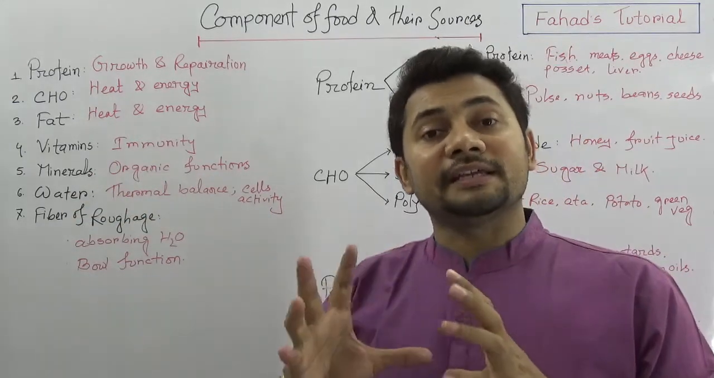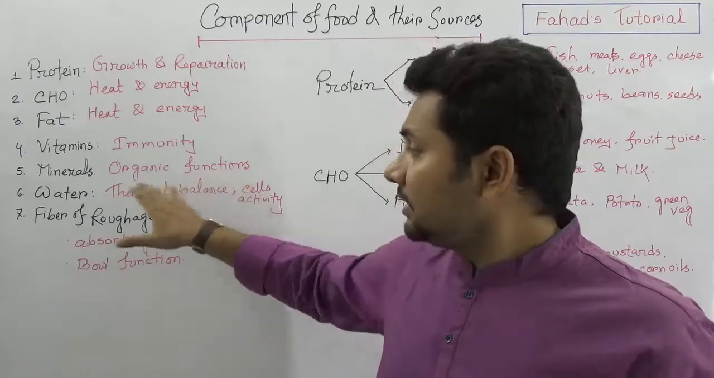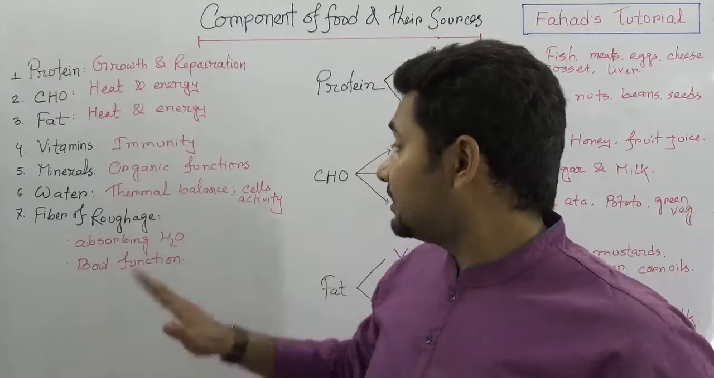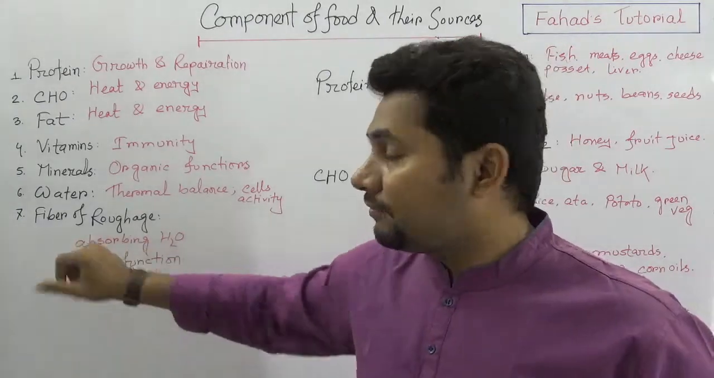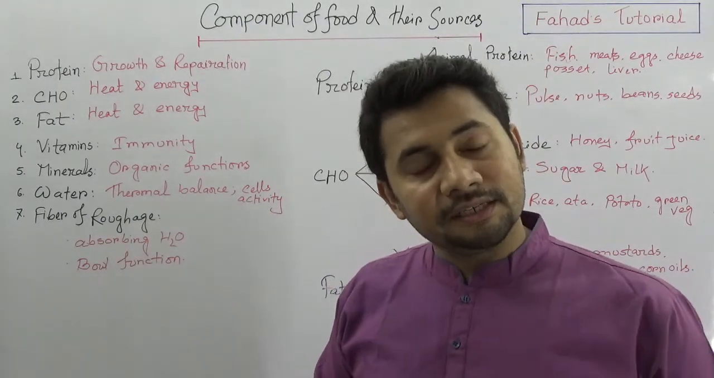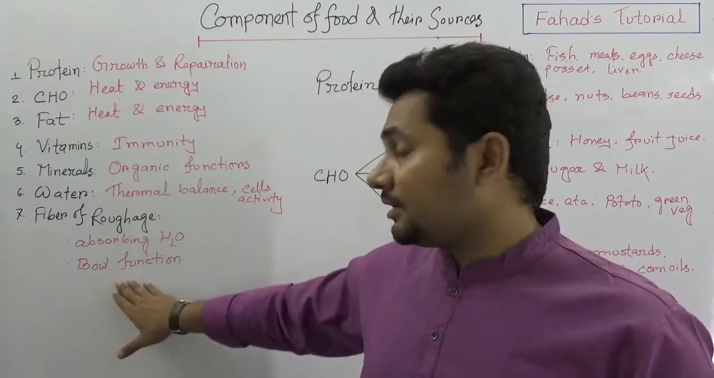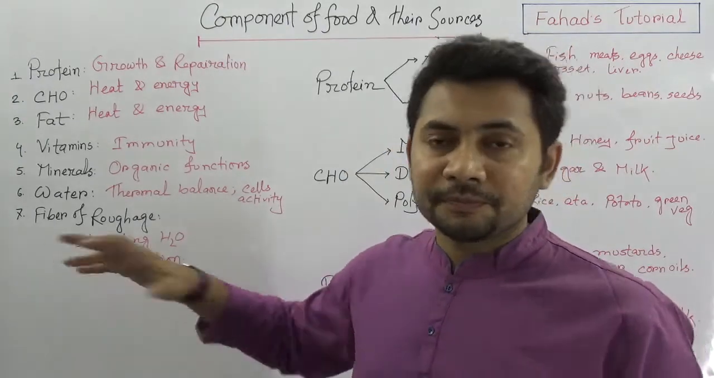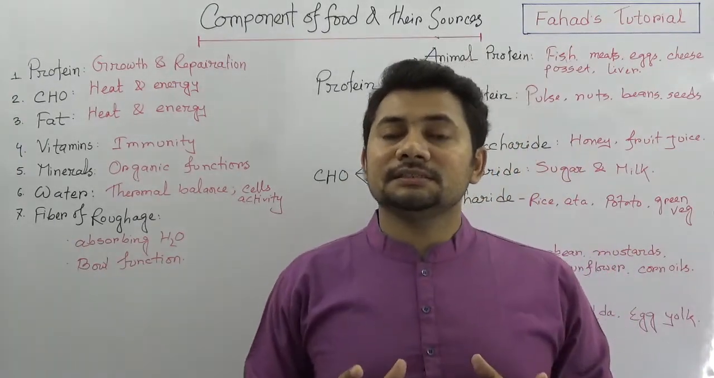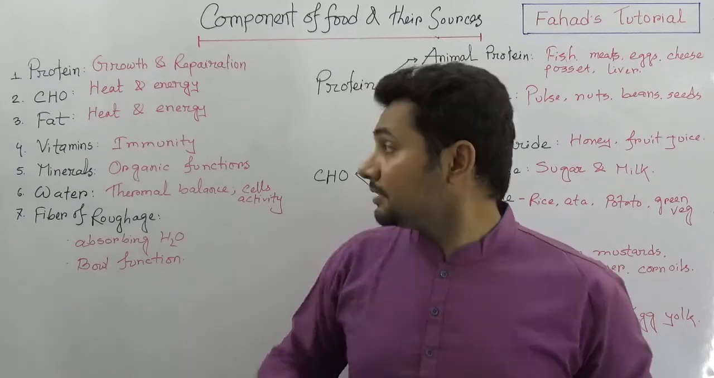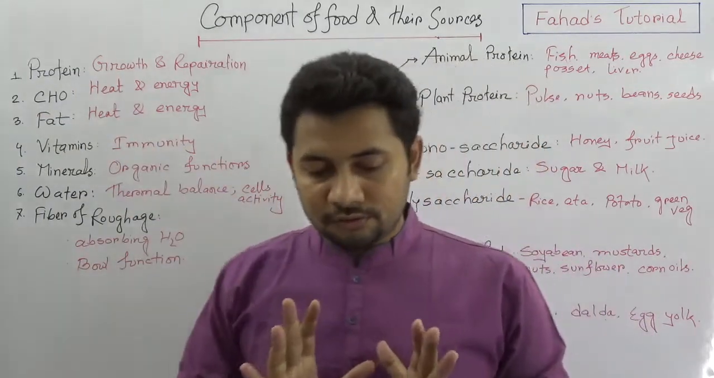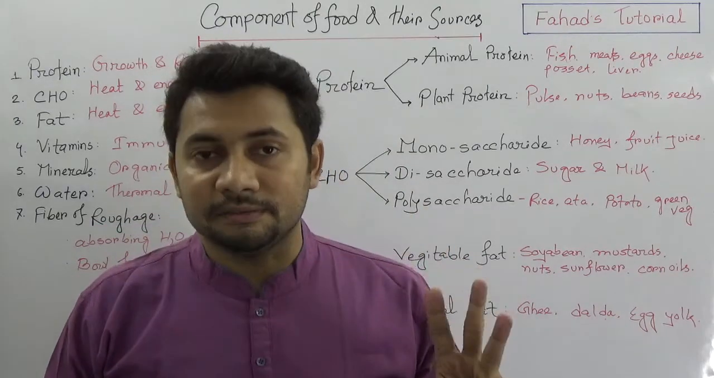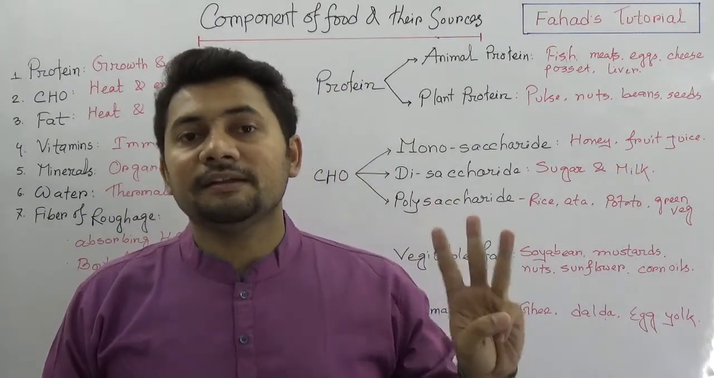Minerals are for organic functions. Water is for thermal balance and cellular activity. Fiber or roughage's main activity is bowel function, the smoothness of bowel function, and absorbing water. So there are 7 components. In this tutorial I'm only discussing 3 of them: protein, fat, and carbohydrate.